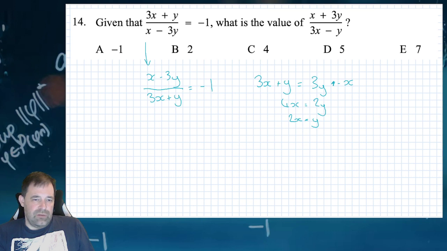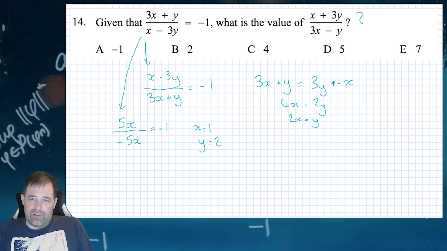So the first one's going to be 5x over negative 5x is negative 1. So x is 1. So x equals 1. And therefore y equals 2.